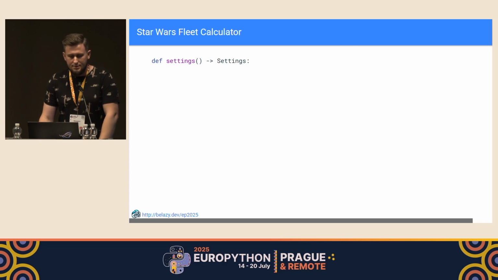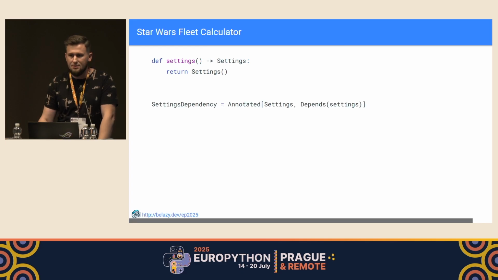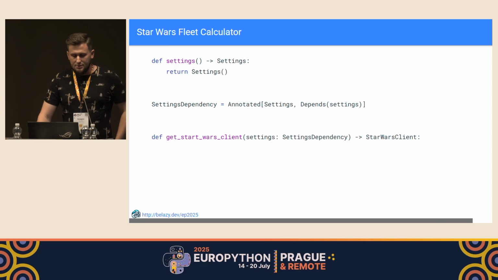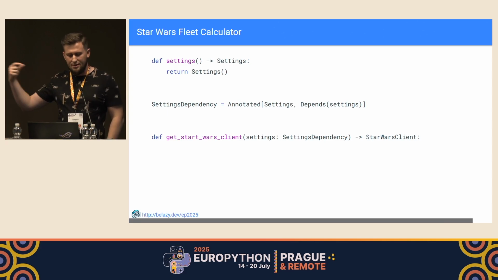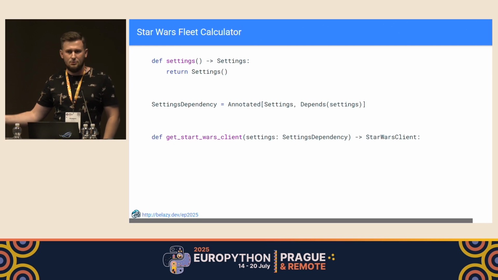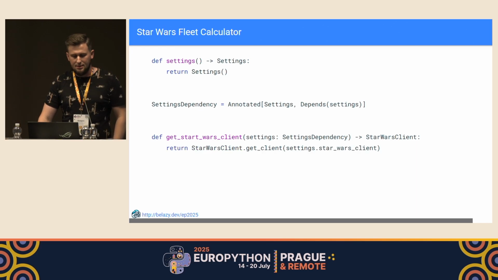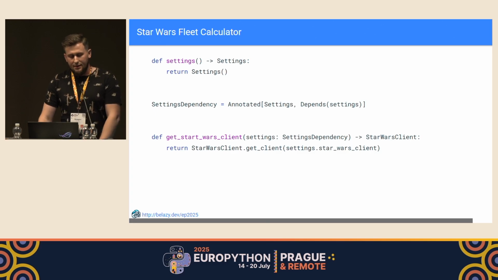How to use that in our projects? We can create a settings factory that is a dependency that we will use to access settings through all of our FastAPI project, and we will change how get Star Wars client was implemented. So this is the old dependency. This dependency now will also depend on the settings dependency, so we can chain dependencies, and it will just run the Star Wars client get client factory that we previously saw with this single dispatch method.